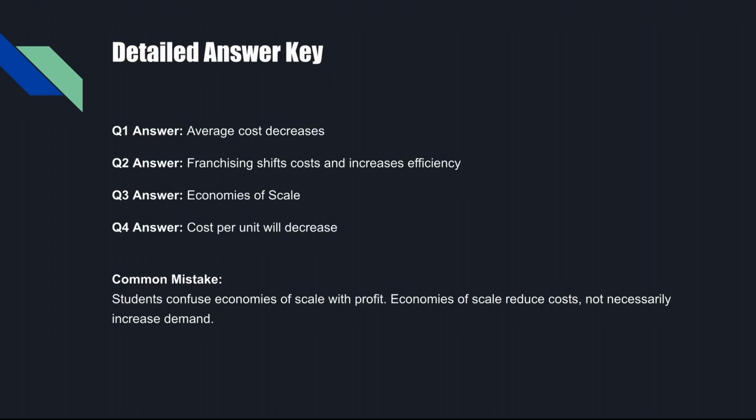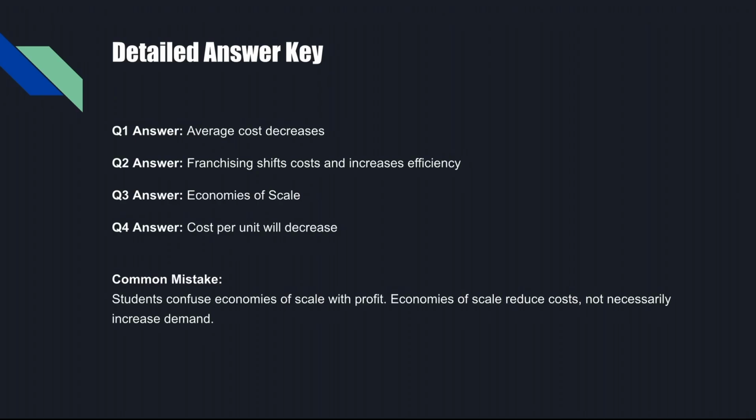Question 3, our answer is economies of scale. Why? Decreasing average cost with higher production is the definition of economies of scale. We learned that earlier. Question 4, our answer is cost per unit will decrease because fixed costs are spread over more units, lowering average cost and increasing efficiency. A common mistake is that students confuse economies of scale with profit. Economies of scale reduce costs, not necessarily increase demand.